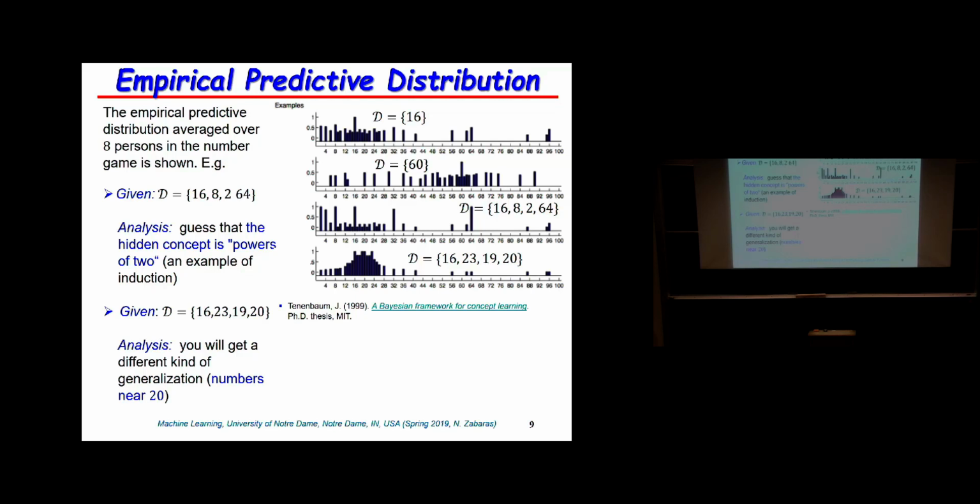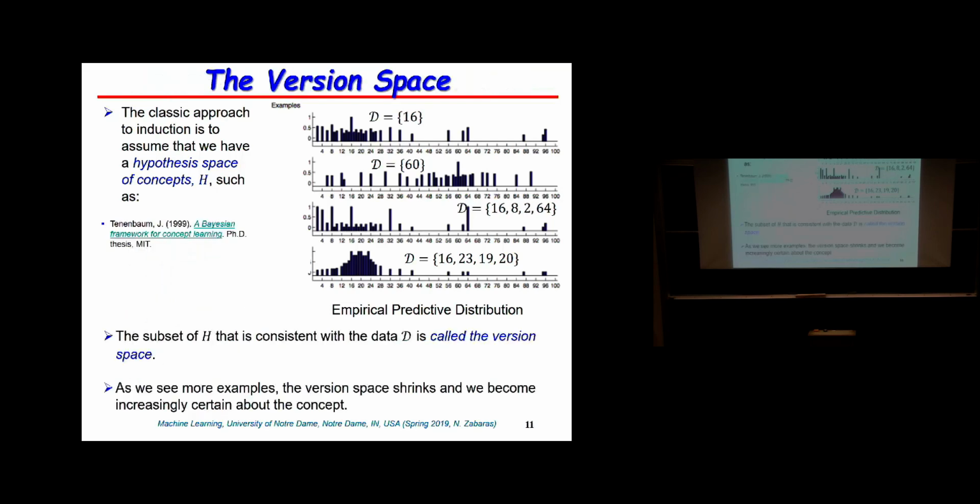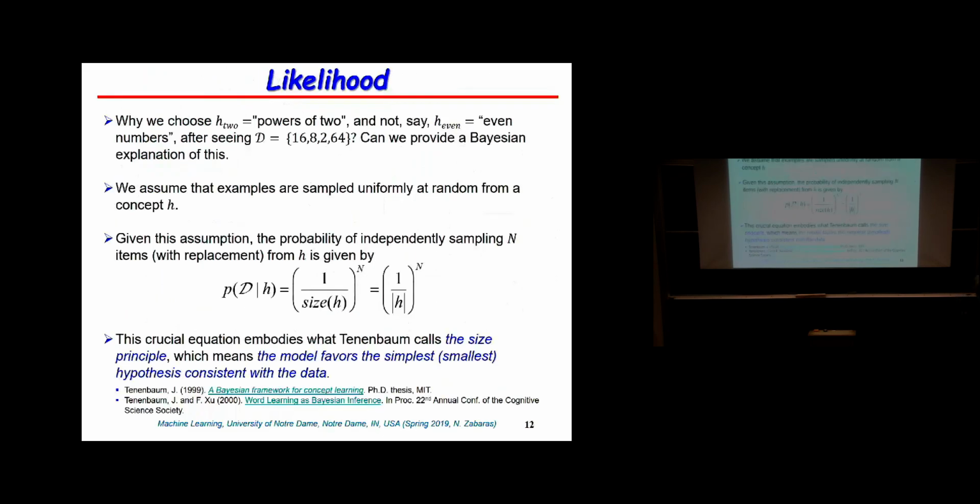There is nothing Bayesian, by the way, in this. This is just an empirical predictive distribution, but it would be interesting to know where this is coming from logically, and is this consistent with the Bayesian formalism that we're interested to learn in this class and in machine learning. All right.